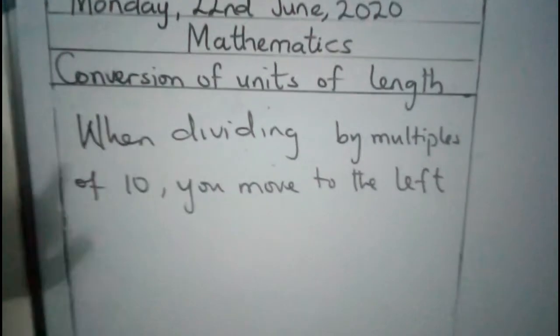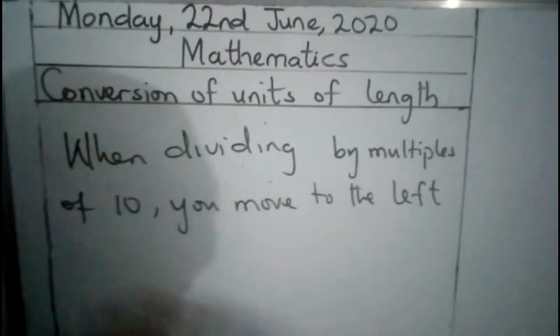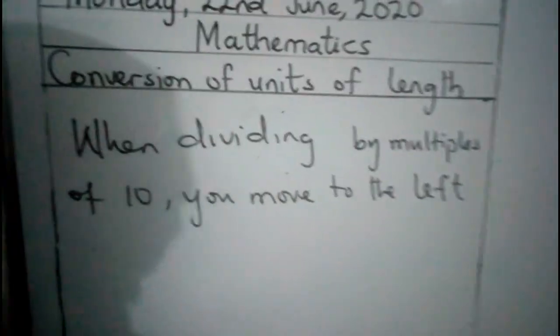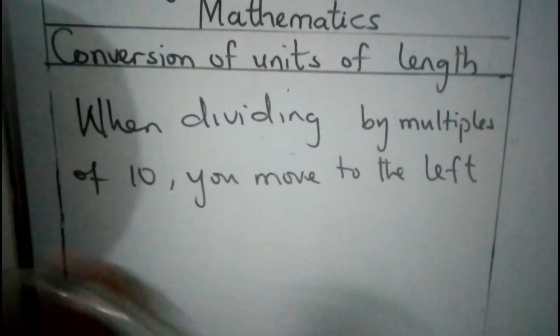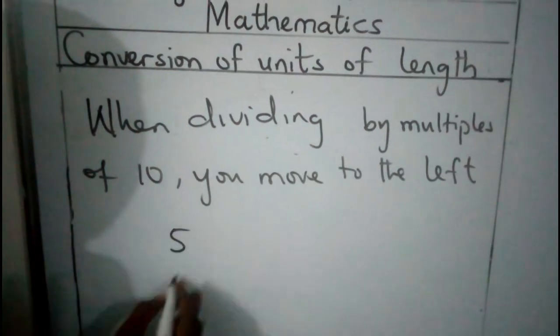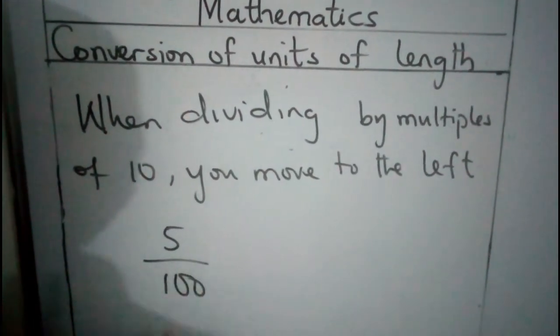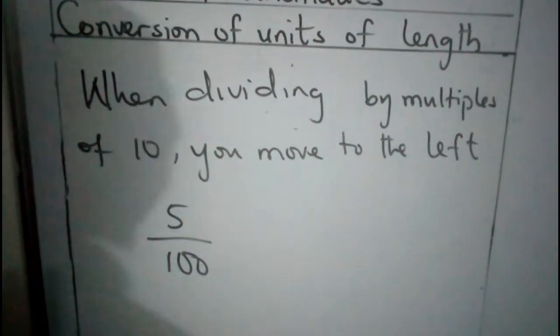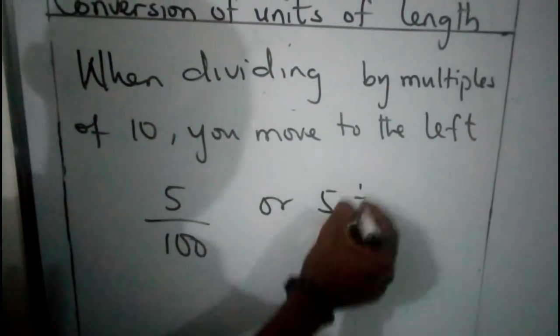And the other side of it says that when you are dividing by powers of 10, you move to the left. Remember, when you are multiplying, you go to the right. When you are dividing, you move to the left, isn't it? So for example, you have something like this: 5 over 100. You are dividing, isn't it? This is 5 divided by 100.